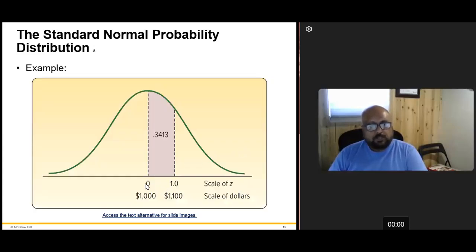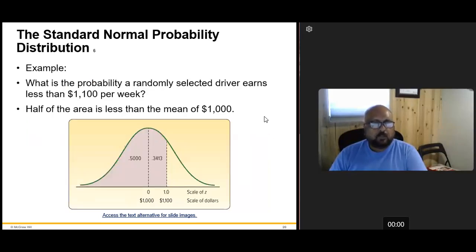So between 0 and 1, the value of Z is 1. We are measuring the value of Z across the x-axis. So Z equals 0 is the mean, always 0 in a standard normal distribution. And the table gave us the area 0.3413. This is the shaded area for that.